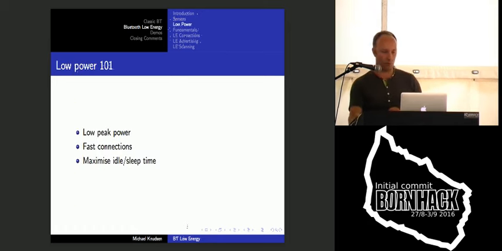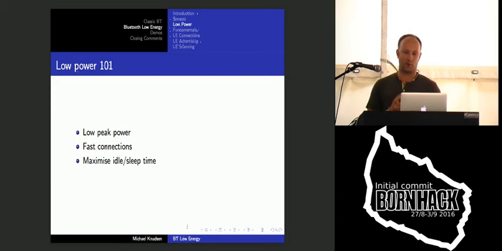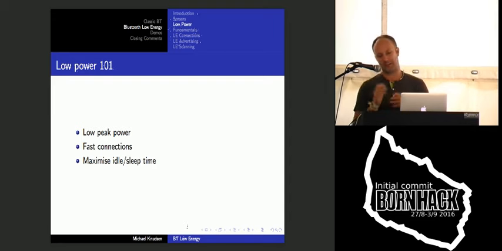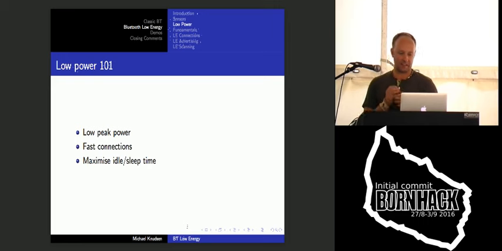Okay, so low power 101. How do I actually achieve low power? Well, first of all, the idea is to have low peak power. Whenever we use the most power, we make sure this is very little. We try to do fast connections, and I'll come back to this later to say what this is. If we can have a fast connection, this has some nice properties. And fundamentally, we also want to have the maximum idle or sleep time. The more time we can make our devices do absolutely nothing, the less battery they will require.